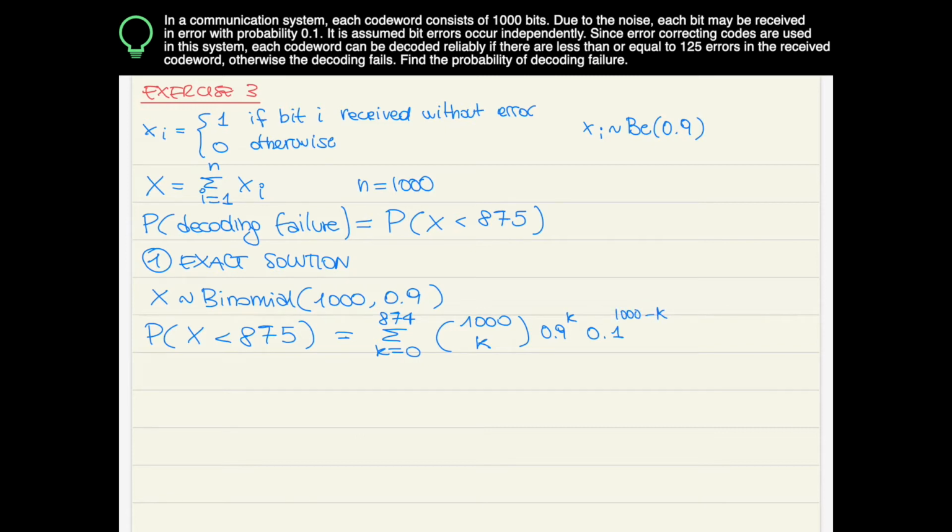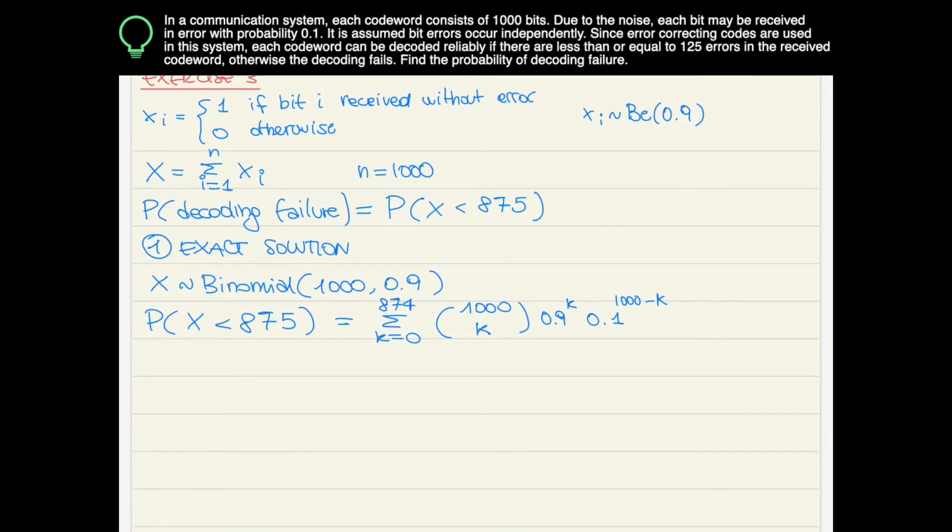Great. So, of course, evaluating this probability is quite cumbersome because we have to sum 874 different terms. However, it is possible to evaluate it using RStudio. So in particular, the probability for x to be strictly lower than 875 is equal to the probability of x to be lower or equal to 874. Okay, so this corresponds to the CDF, so it's exactly the CDF of a binomial distribution evaluated at 874.